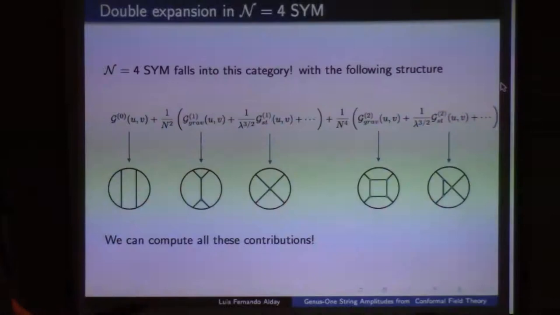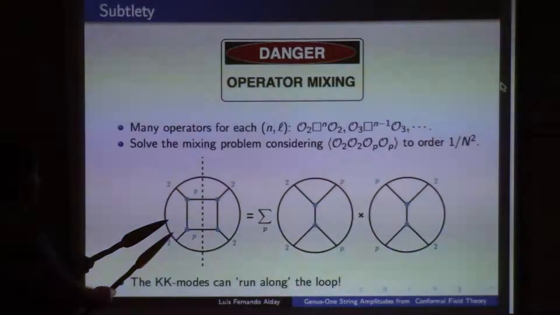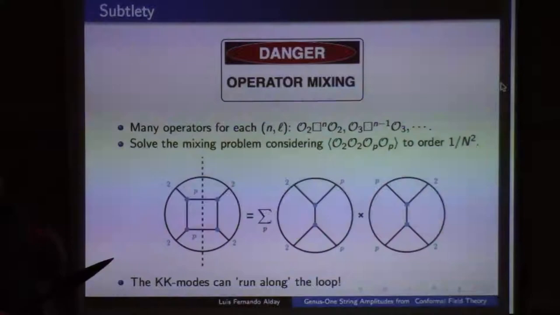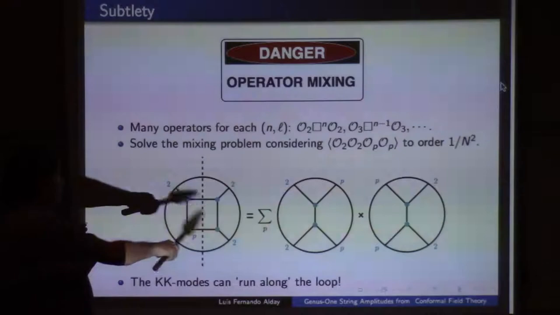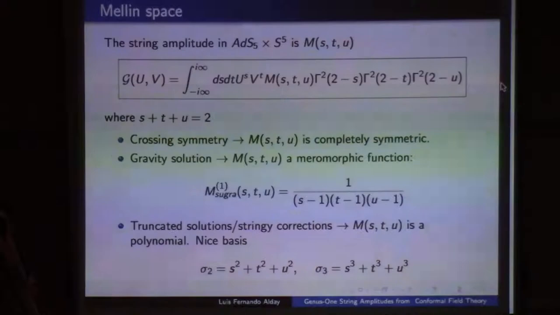Good. I don't want to enter too much into the details here, since I don't have a lot of time. So there is an issue with operator mixing. And actually what happens in AdS, in N=4 super Yang-Mills, is that when you do all these diagrams, although the external operators are just operators that correspond to the graviton, inside the loop you have the Kaluza-Klein modes as well. So you need to sum over these Kaluza-Klein modes. But that's very complicated, and I am not going to talk about this. There is a question that someone could have asked. And the very simple question is, what are you talking about?